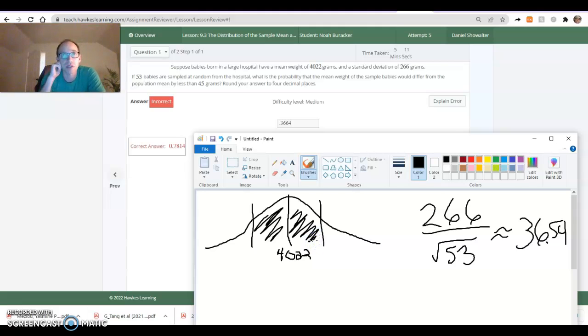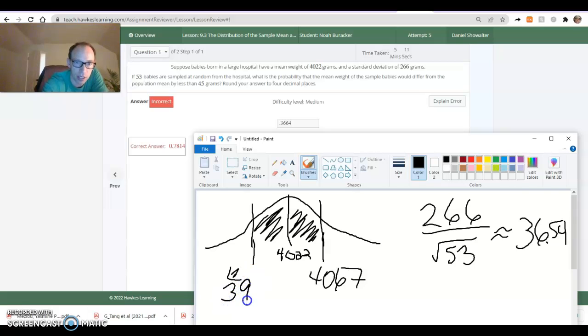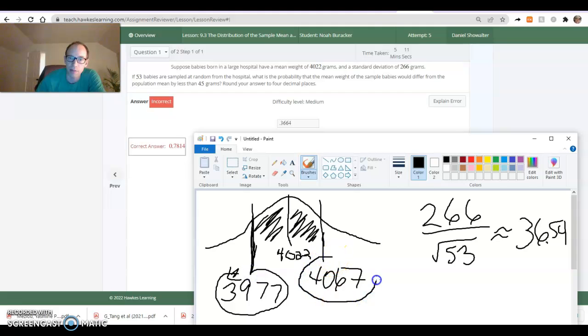It becomes a question from 8.4. This goes up 45 grams, so this goes up to 4,067. And this down here would subtract 45, so this would be 3,977. Those are the x values there down below, and we just need the area in between these.